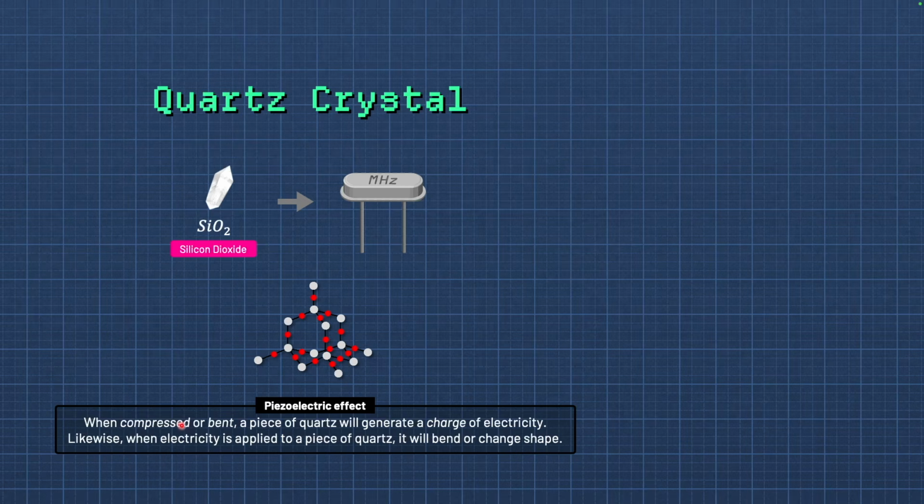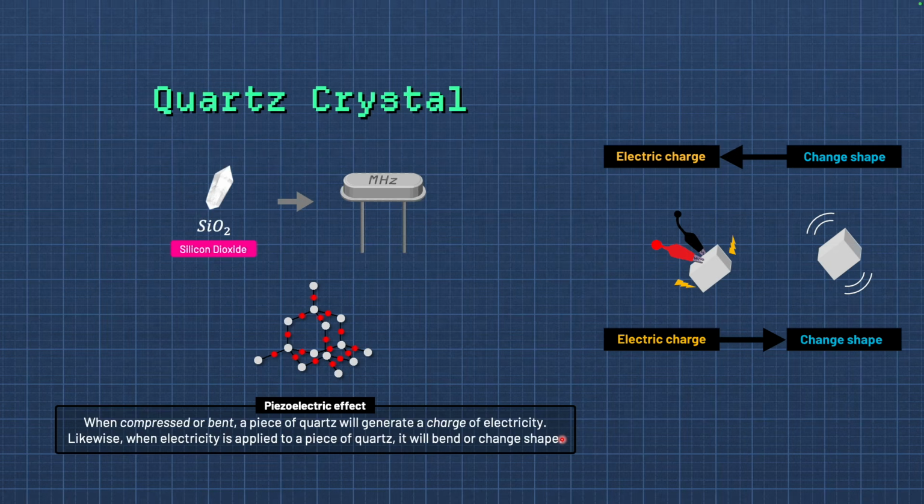When compressed or bent, a piece of quartz will generate a charge of electricity. So if you compress this material, or if you bend it, if you apply some mechanical stress to this crystal, it is going to generate a charge of electricity for us. But likewise, it goes the other way as well. If electricity is applied to a piece of quartz, it will bend or change its shape. So you can go both ways, right?